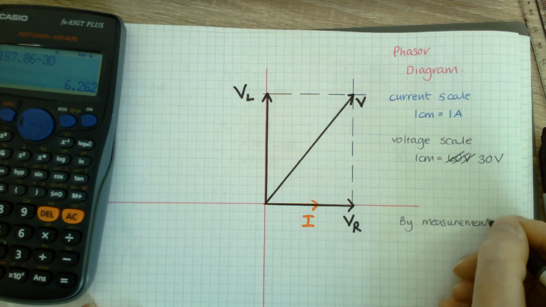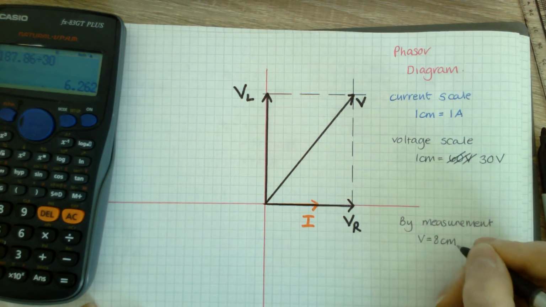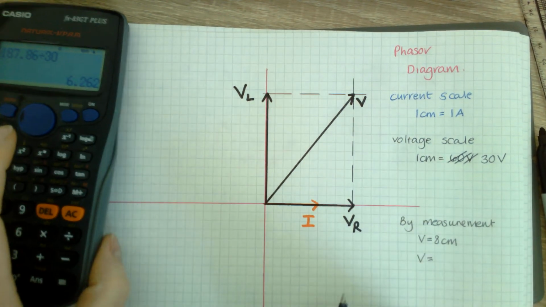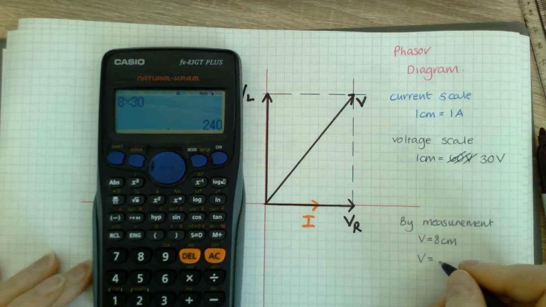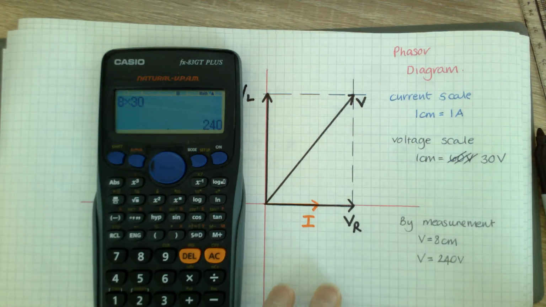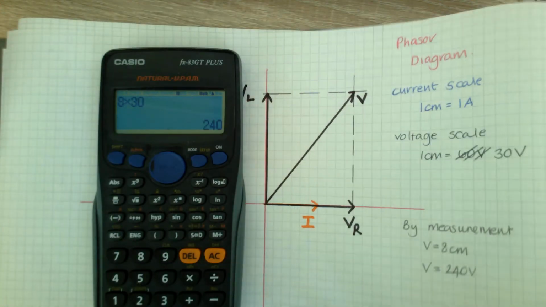By measurement, my voltage is 8 centimetres, and using my scale, 8 centimetres times 30, 8 times 30 gets me 240. And 240 ties in with the voltage I've got here.